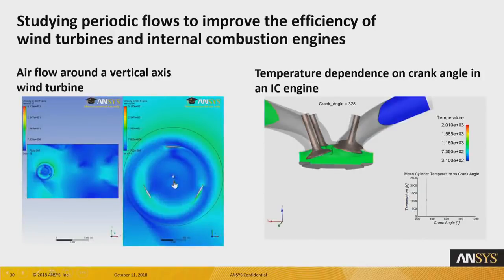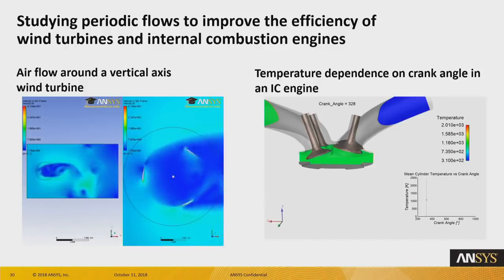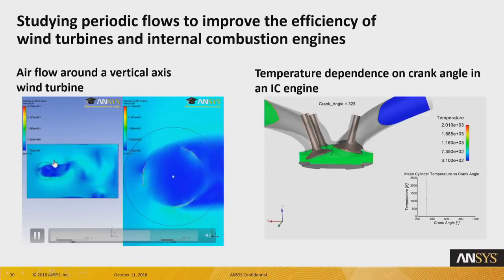Then we have some interesting periodic flows here. In the case of the left, we have an airflow around an axial wind turbine. And if you observe the wake behind the turbine, you can see some interesting structures which are vortices that occur due to the vortex shedding behind the trailing edges of these blades that comprise the turbine.